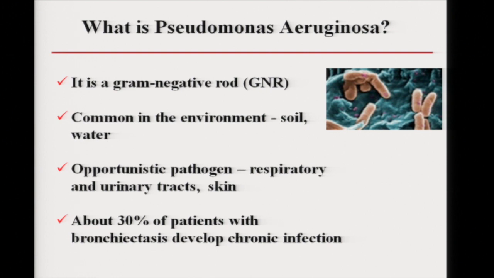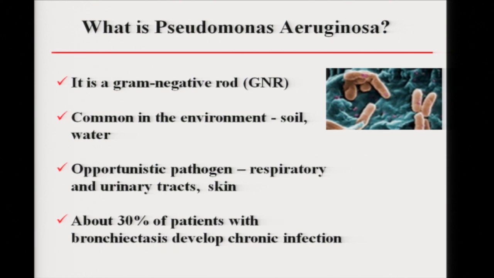Now, we've gotten a lot more sophisticated in identifying some of these bugs, but it really is classically classified as a gram-negative rod. There are other gram-negative rods that can cause infection in patients with bronchiectasis as well as other diseases, but Pseudomonas is the one we focus on because it's the most important and the most common bug that we see.